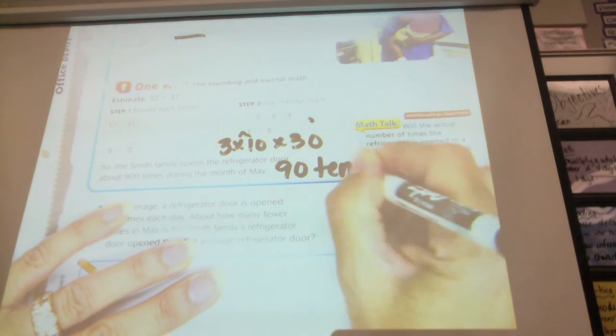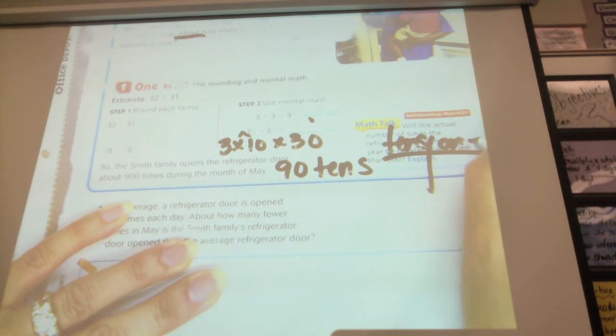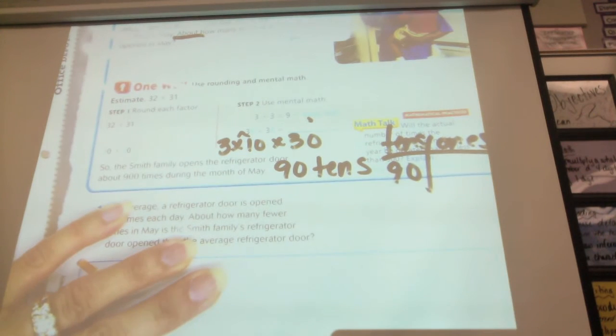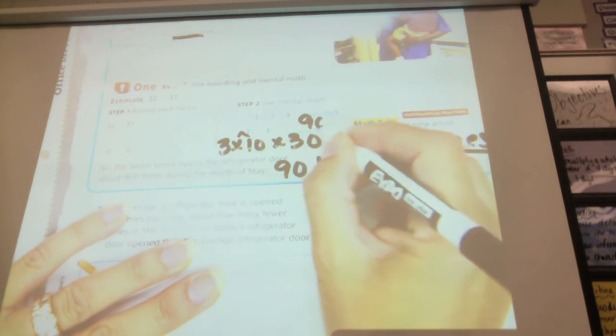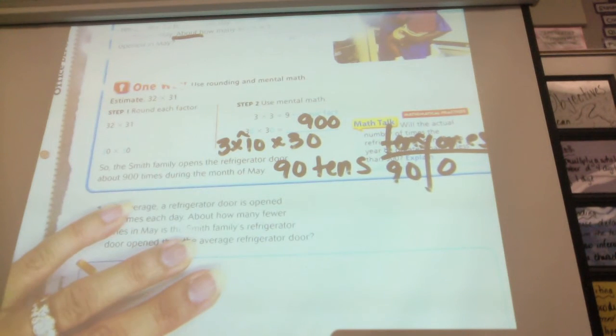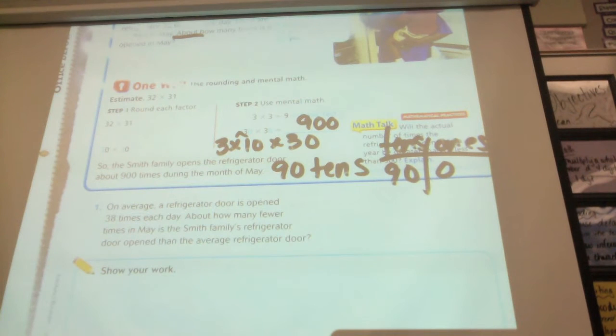I want you guys to look at this. 90 tens. If I put 90 there and 0 here, 900. So we're using the place value model. Making sense? And not so much, right?